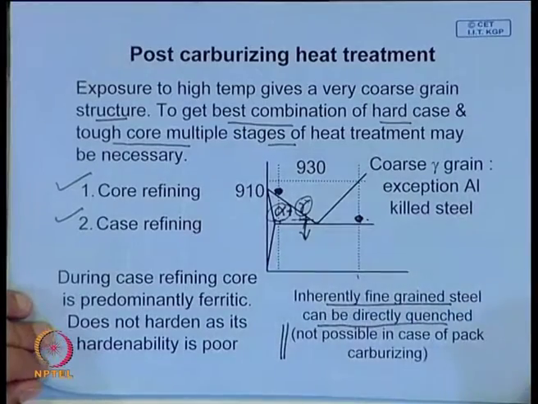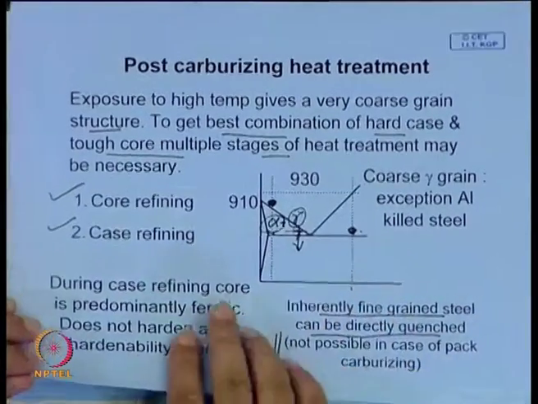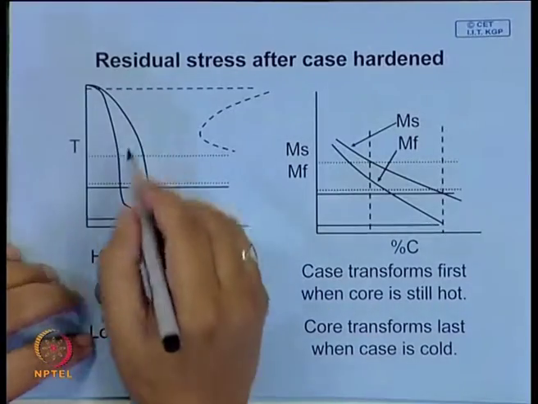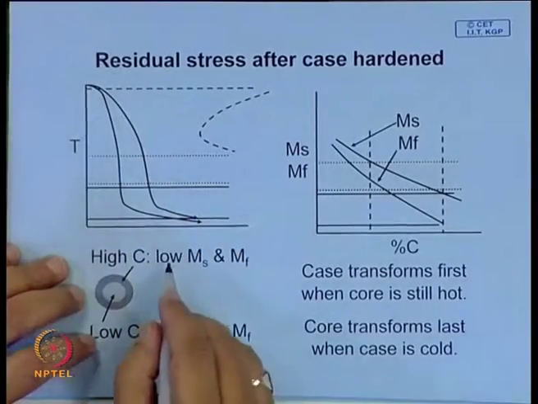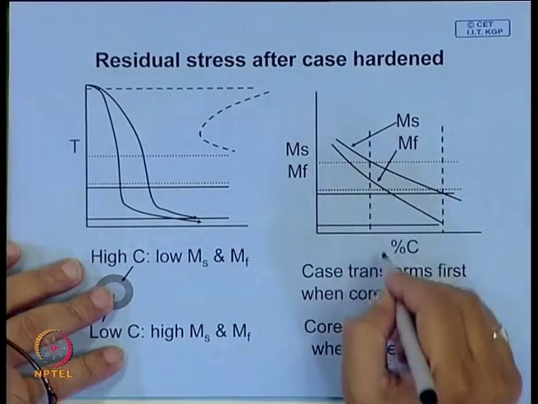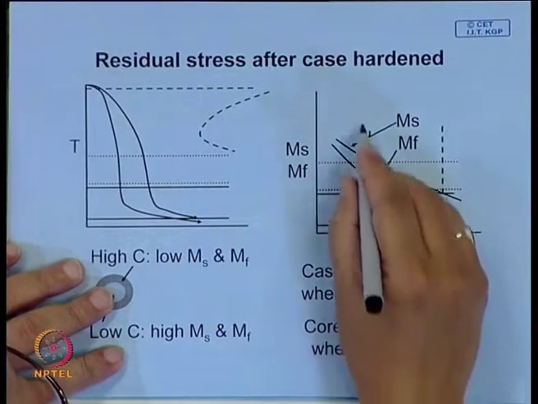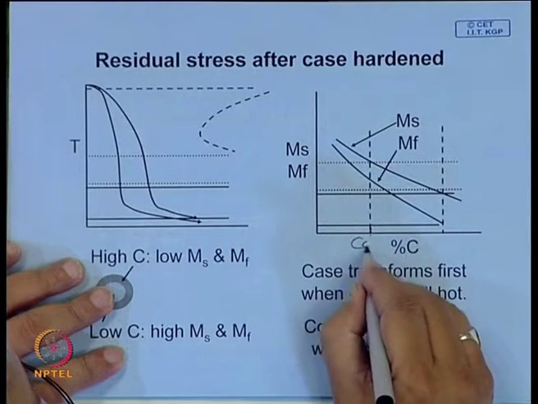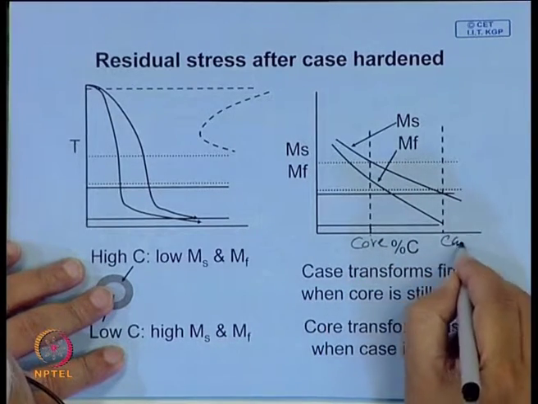It will still have a very tough core, and after this you also need to give some tempering heat treatment. One of the important things in this type of hardening heat treatment is the development of favorable residual stress. Why do you get it? This is shown over here. You have a surface and the core, and they have different carbon content. Schematically I have shown this is low carbon, this is core, this is case.